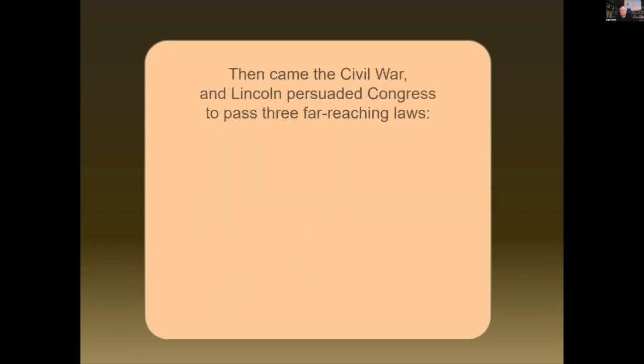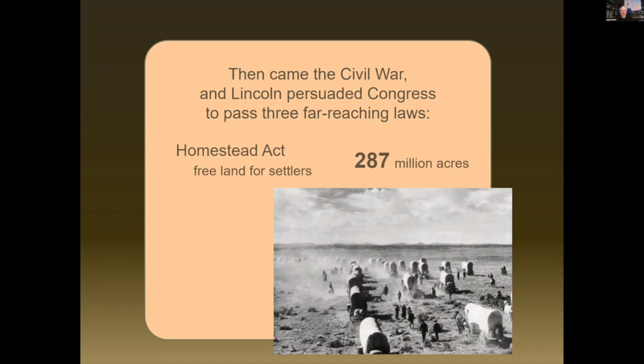And then came the Civil War. And all of a sudden, Lincoln had a Congress that didn't have any Southern congressmen in it, and it was easy to persuade them to pass 3 laws. These were laws, however, that had been carefully crafted over decades. And they are very far-reaching laws. They are globally unique. The Homestead Act gave away about 290 million acres of land, a huge piece of real estate.